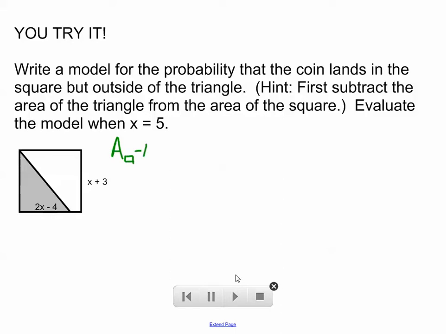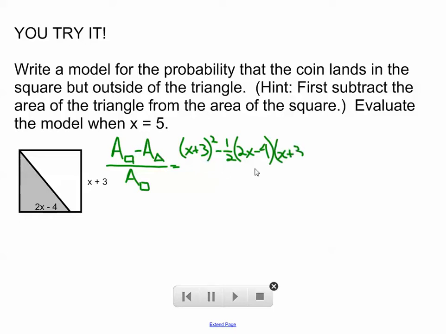Okay, so the unshaded region would be the area of the square minus the area of the triangle. To get the probability, we'll divide that by the area of the entire region. So we'll do x plus 3 squared minus the area of the triangle, 1/2 base times height. Can't cancel those out yet, guys. Don't do that because you've got subtraction here.